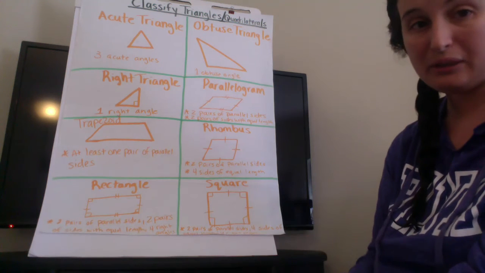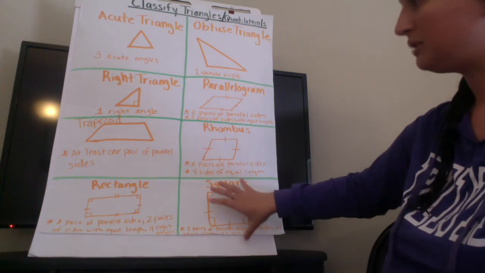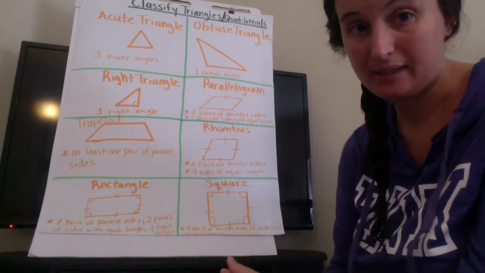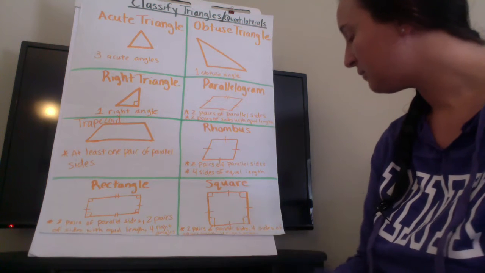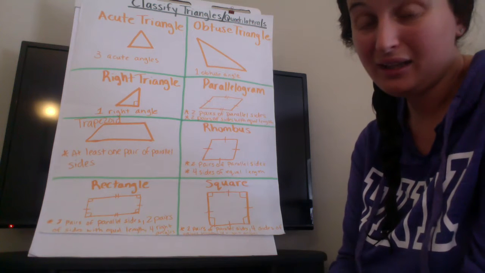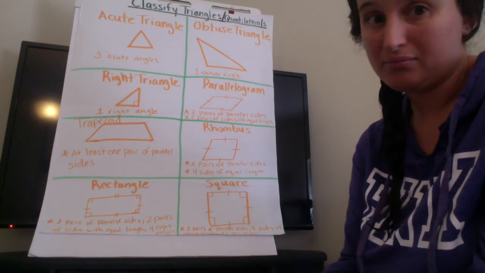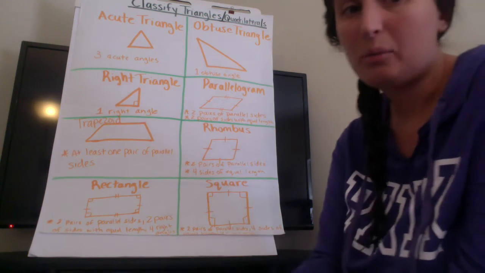And squares are really cool, probably one of my favorite shapes, because a square is actually all of the quadrilaterals. It has all of the qualities. It has two pairs of parallel sides. It has four sides of equal length, and it has four right angles. So technically, crazy to believe, but I could call a rhombus a square. I could call a rectangle a square. I could call a trapezoid a square. I could call a parallelogram a square.